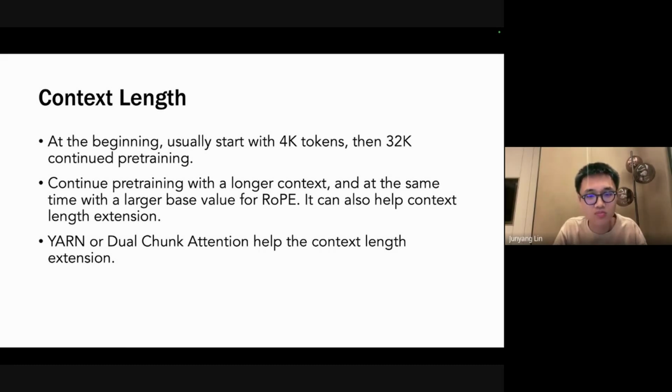And we have a new technique. You can check this paper called dual chunk attention. We can even extend it around 8 times. We are doing experiments to extend the context length. So it is actually not that hard to train a long context model if you have the architecture support.